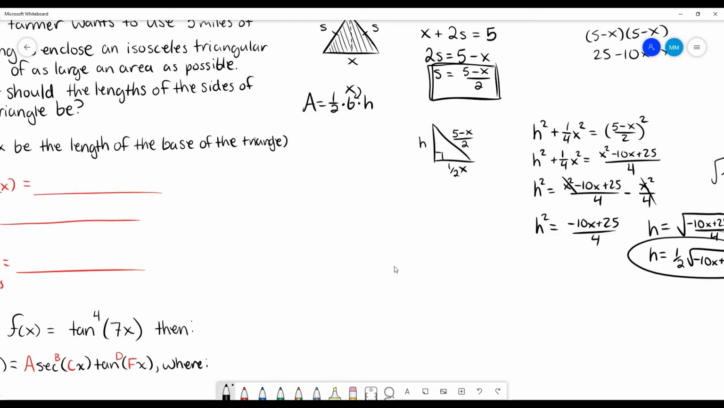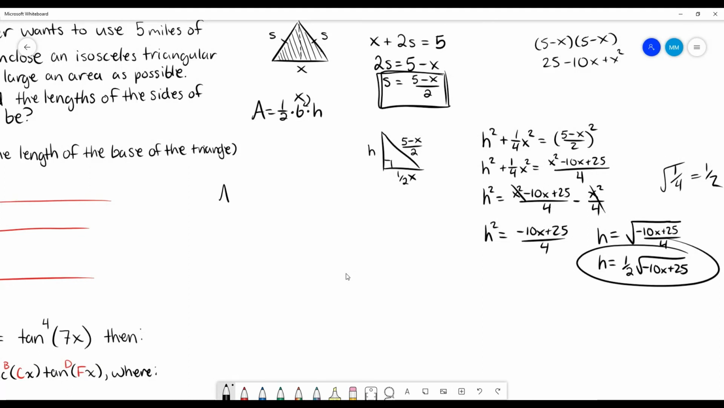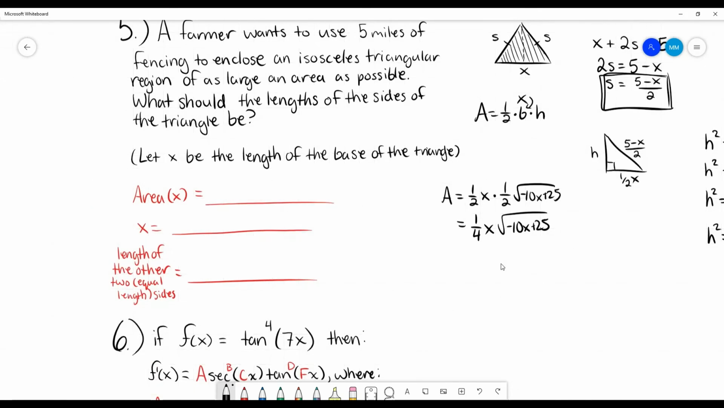So now I'm going to plug that back into our area. Our area equals 1/2 our base, which is x, times our height, which is 1/2 square root of negative 10x plus 25. Combine these coefficients, get 1/4 x times that square root. And that is as simple as we can write that. That is the equation for our area. So that's what I'm going to go ahead and plug in.